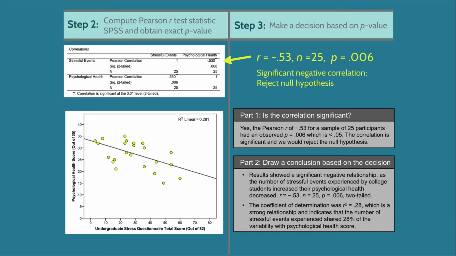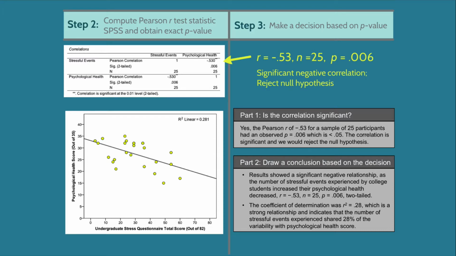From there, we can take this data and move on to step 3 and make a decision based on our p-value. So first and foremost, part 1 of this decision is to determine whether or not that correlation is significant. In this case, the Pearson r of negative 0.53 for a sample of 25 participants had an observed p-value of 0.006, which is much less than 0.05. So the correlation is significant, meaning we would reject the null hypothesis and conclude that there is a relationship.